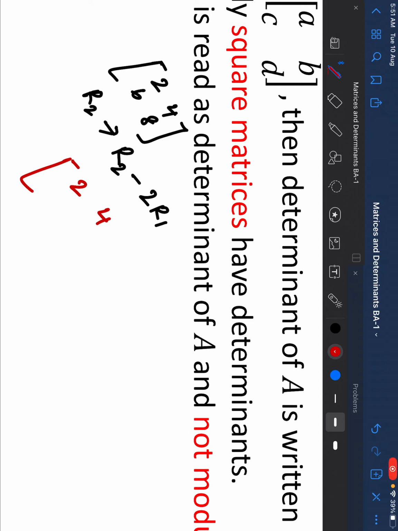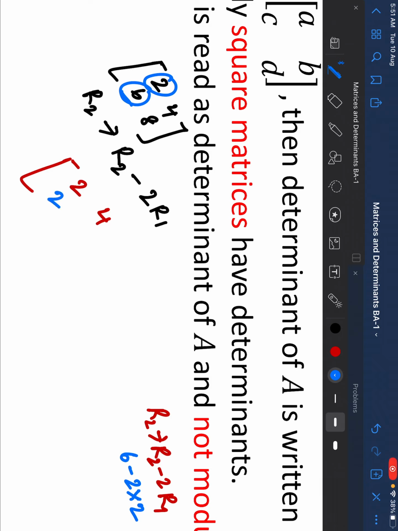So R2 elements will be what? You're going to write this operation in the rough. Then the first element of R2 is what? The first element of R2 is 6. So I'm going to write here 6 minus 2 into, and the corresponding element, the first element of R1, is what? 2. So I'm going to write here 2. So 6 minus 4, that is 2.